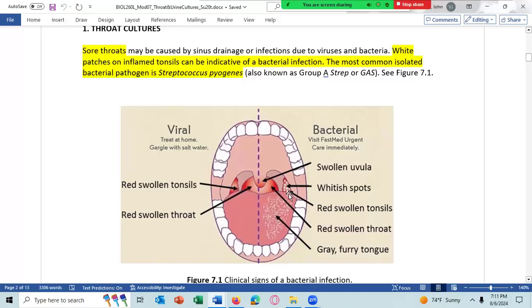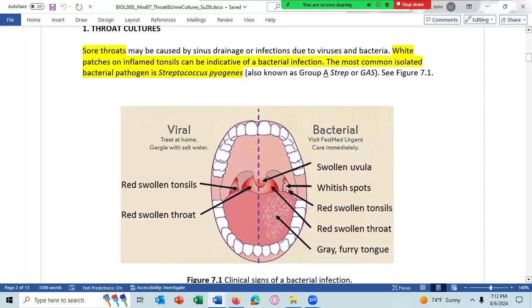If we find white spots on the tonsils or the back of the throat, perhaps on the tongue, but that's not as clear, that is from a bacterial infection. If, on the other hand, the back of the throat and the tonsils, as well as the tongue, are only reddish, that's usually indicative of a viral infection. In this lab, we're only going to talk about bacterial infections.